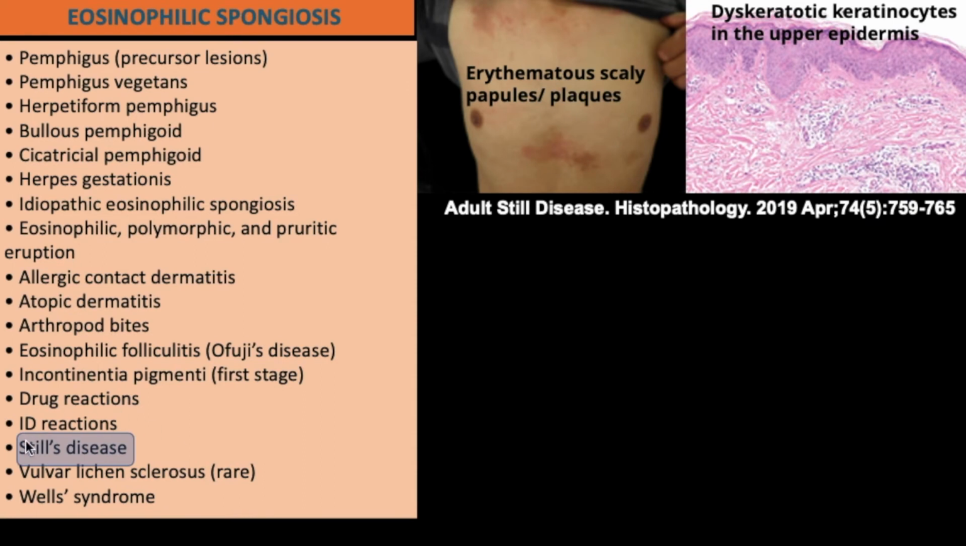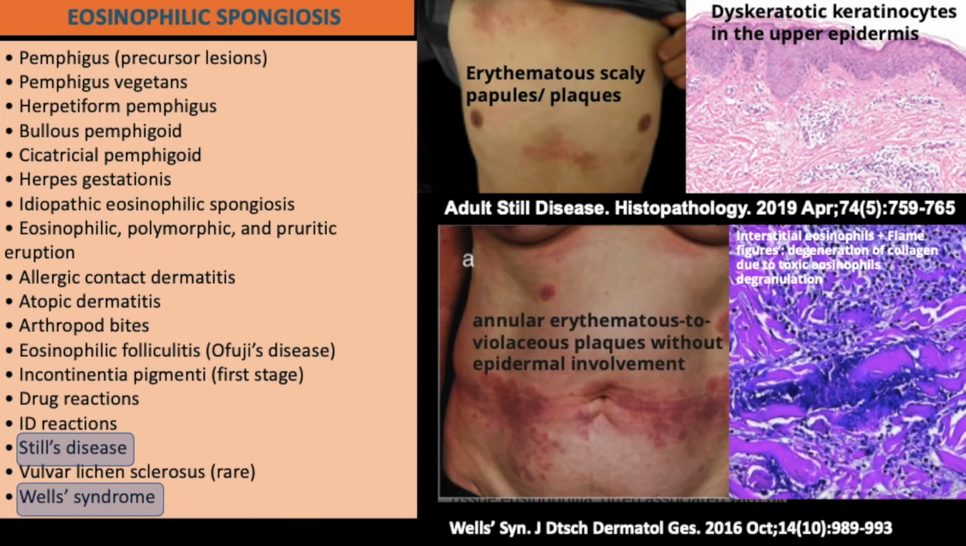We have a specific disease, Still's disease. Still's disease appears as erythematous scaly papules and plaques. And on histology, in addition to the spongiosis, the eosinophils, and perivascular inflammation, we have dyskeratotic keratinocytes in the upper epidermis.